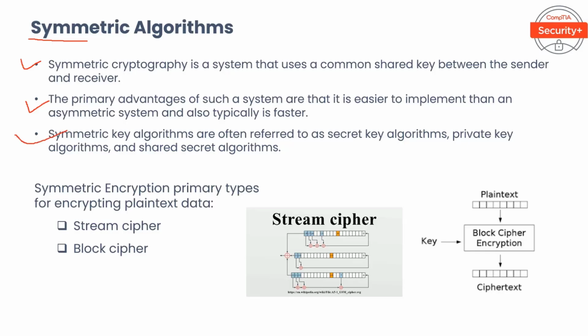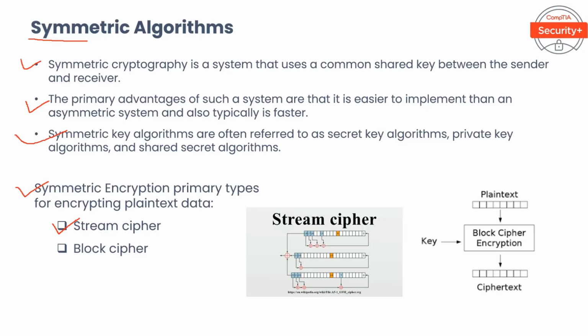Symmetric key algorithms are often referred to as secret key algorithms, private key algorithms, and shared secret algorithms. Symmetric key encryption uses two primary types of methods for encrypting plaintext data. First is the stream cipher. With a stream cipher, plaintext bits are encrypted a single bit at a time.